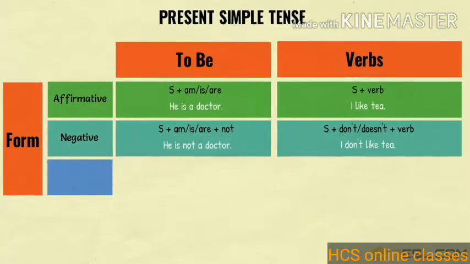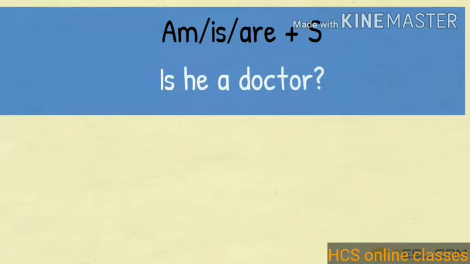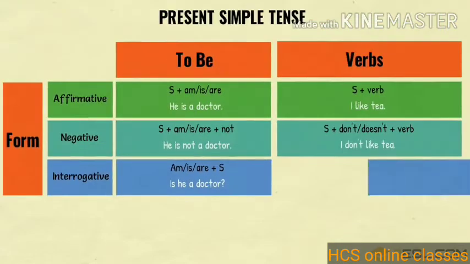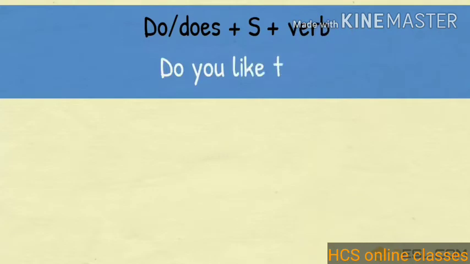Now, interrogative sentences. For interrogative sentences, under to be, am, is or are plus subject. Is he a doctor? Under verb form, do or does plus subject plus verb. That is, do you like tea?